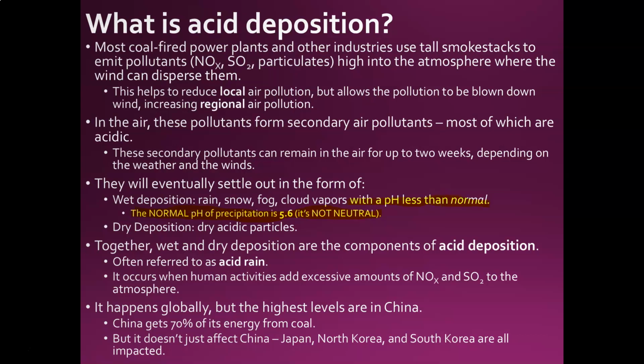Rainfall is normally acidic. There is carbon dioxide in the atmosphere. When carbon dioxide mixes with water, it forms a very weak acid called carbonic acid, which gives rainfall a normal pH of 5.6, where neutral is 7. So with acid rain, or wet deposition, it's really any sort of precipitation that has a pH of less than 5.6. That is an important distinction. Something with a pH of 6 is not technically acid rain.